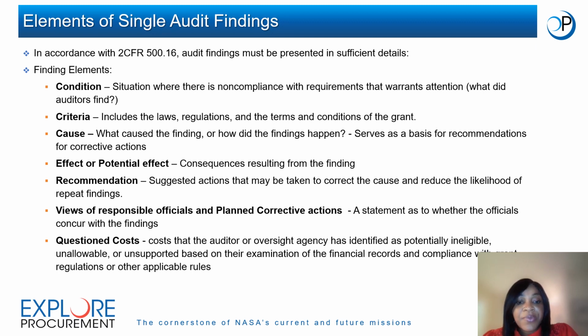finding repeating. The views of responsible officials and planned corrective actions is a statement as to whether the officials concur with the findings. And finally, the auditors must identify whether or not the finding has questioned costs. And these are costs that the auditor or the oversight agency has identified as potentially ineligible, unallowable, or does not have supporting documentation.